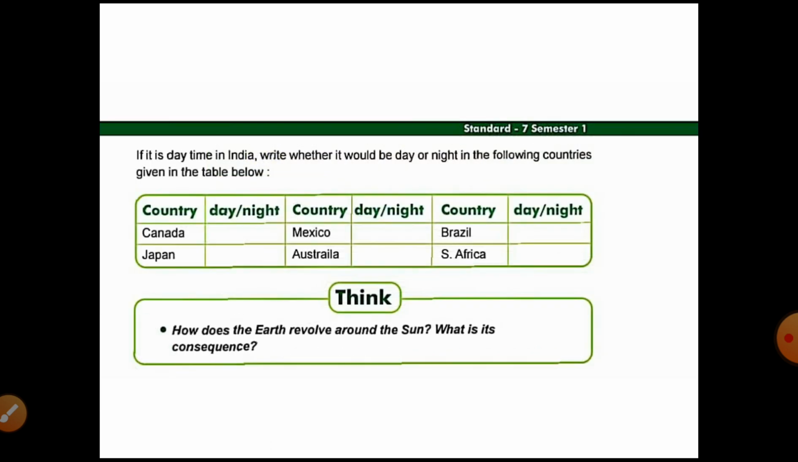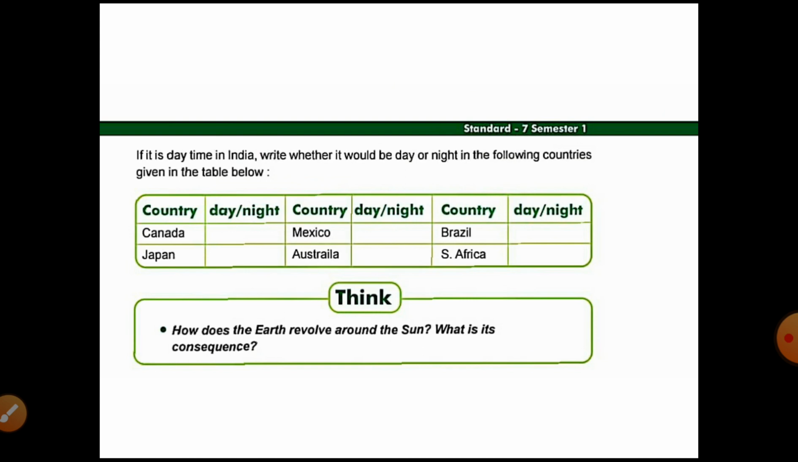Now, if it is daytime in India, write whether it would be day or night in the following countries. Give it in the table below. Here is one more activity in which you have to write. For example, in India there is a day. So in the given countries, is there a day or a night? That you have to write. Some country names are given: Canada, Japan, Mexico, Australia, Brazil, South Africa. What will these countries be experiencing if in India there is a day? You can complete this with the help of a globe.